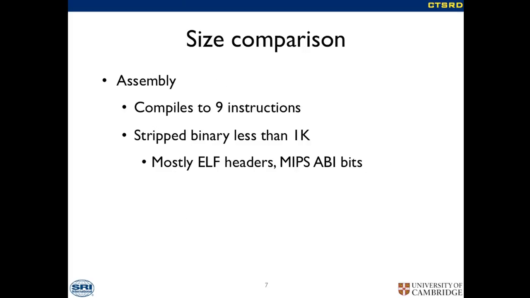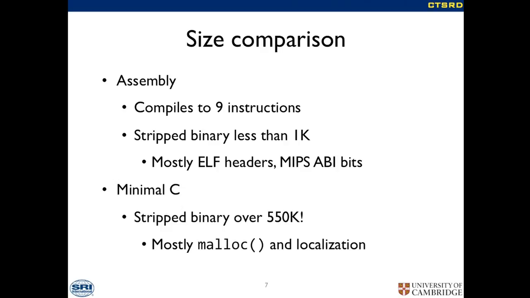So you might think that's what happens. But in fact, the minimal C version is about a half megabyte stripped. It turns out that this is mostly malloc and localization, despite the fact that you're not using either of those features. So you might wonder why that happened. How did we get all this stuff in a program that doesn't use any memory management functionality at all?